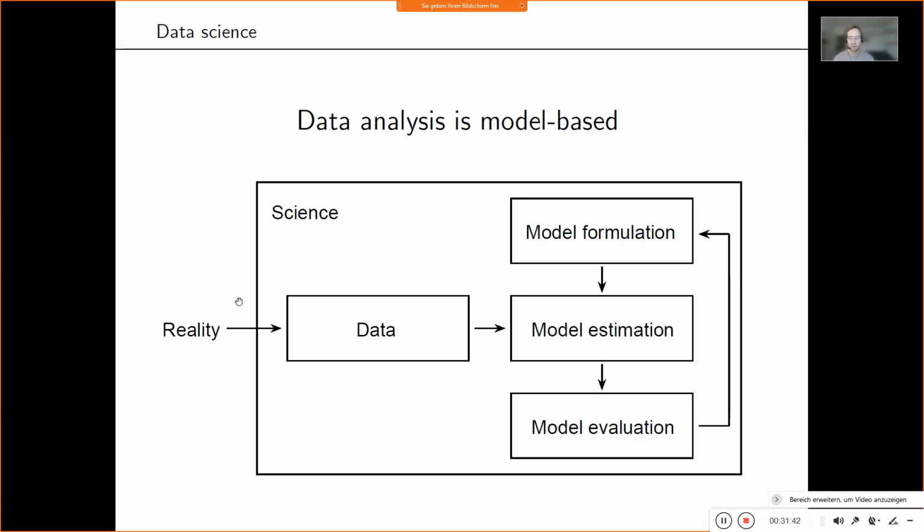And this is essentially also just the scientific paradigm here. There is something that you might call reality, and from reality you sample certain aspects and record them and have them in digital form. That's what you call data. And then you want to make some sense of reality by formulating a quantitative model. And then you want to relate your quantitative model to the data, which I call model estimation.